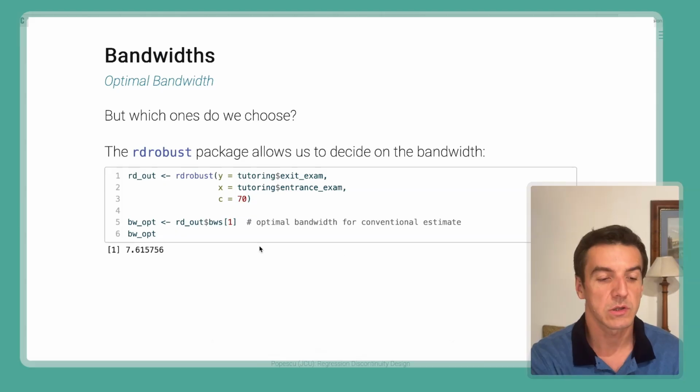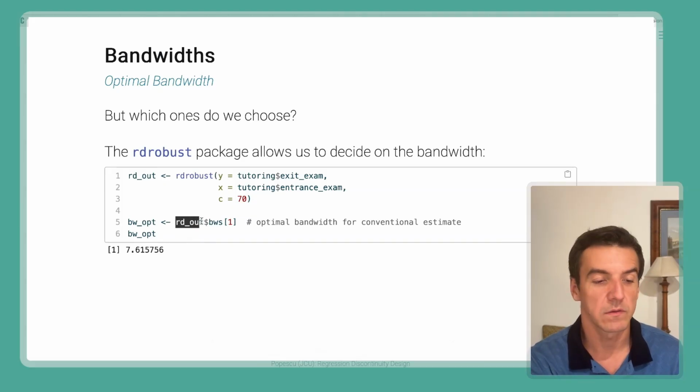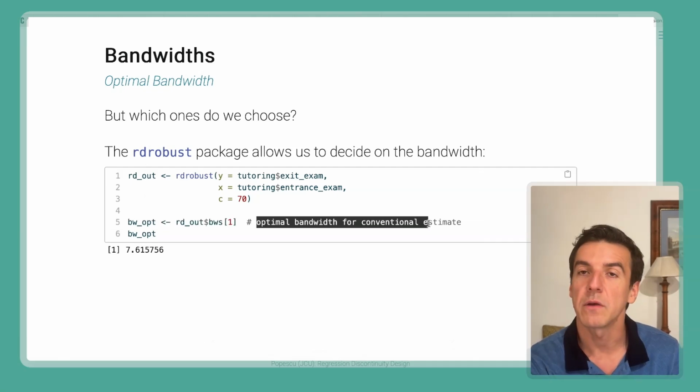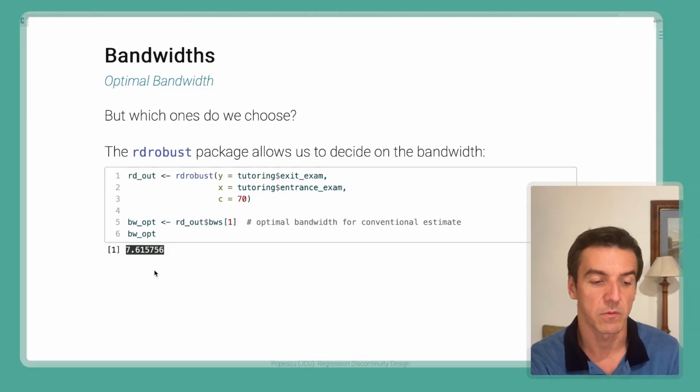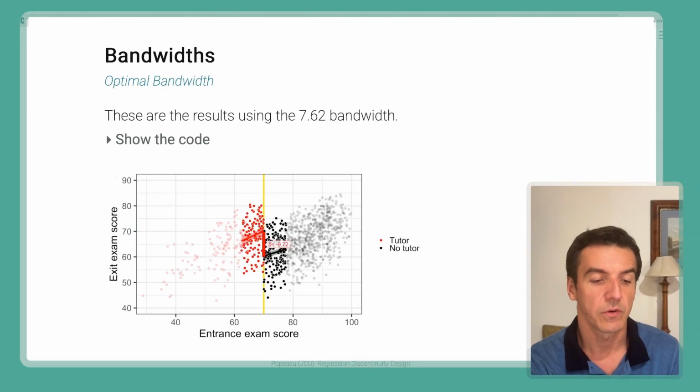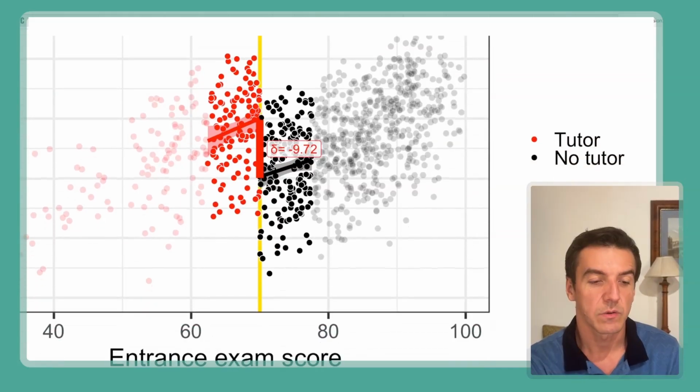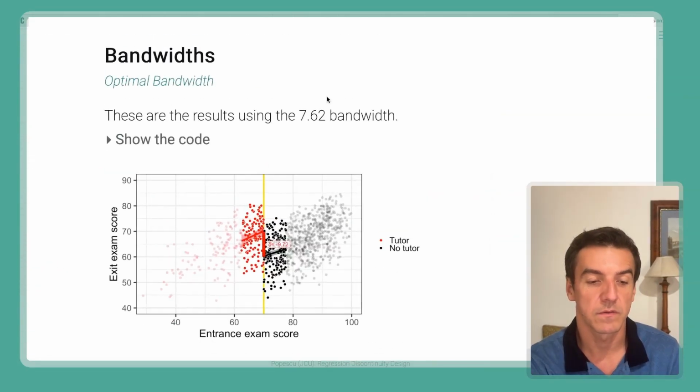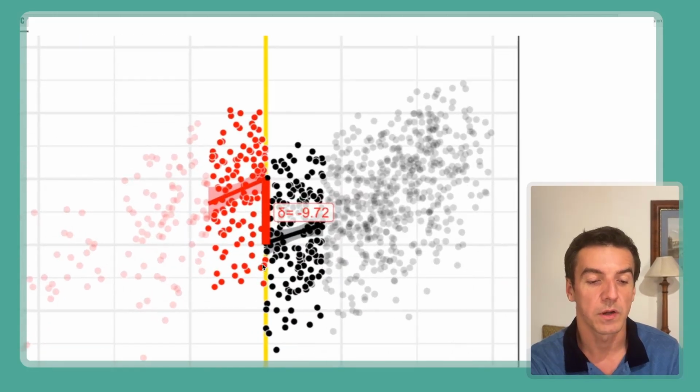So in order to extract the optimal bandwidth, we would simply do something like this: rd_out$bws. This is the optimal bandwidth for the conventional estimate. That gives us this bandwidth, 7.6. If we use that, we would get this effect. Here, what we see in this graph is exactly the bandwidth of 7.62 and an effect of minus 9.72.